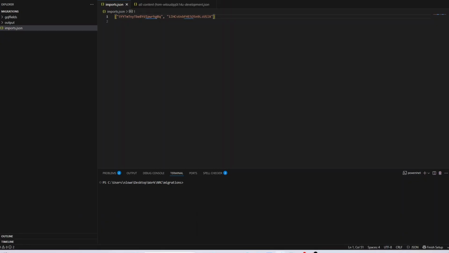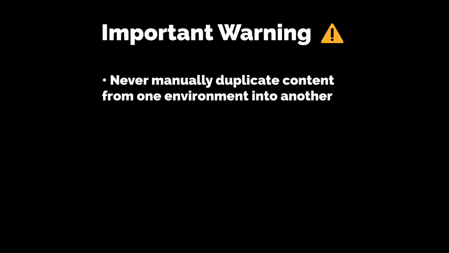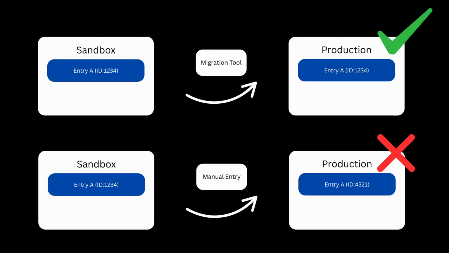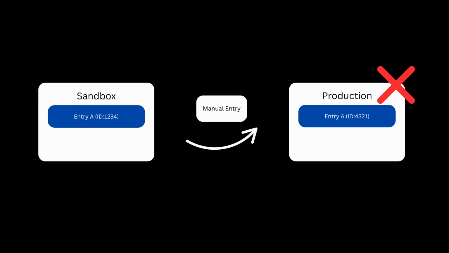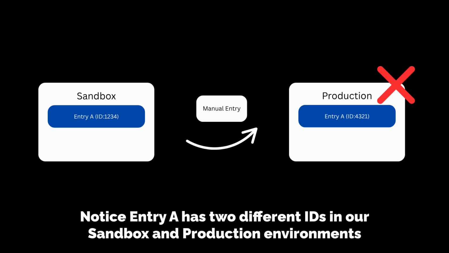One important warning before we continue, you never want to manually duplicate content from one environment to another. When you manually recreate or duplicate an entry in a different environment, it gets a new entry ID, which breaks the connection between environments. The migration scripts we're running rely on matching entry IDs between the source and target environments in order to update or overwrite existing content. If the entry ID is different, the tool won't recognize it as the same content. It will either skip it or create a duplicate depending on the circumstances.